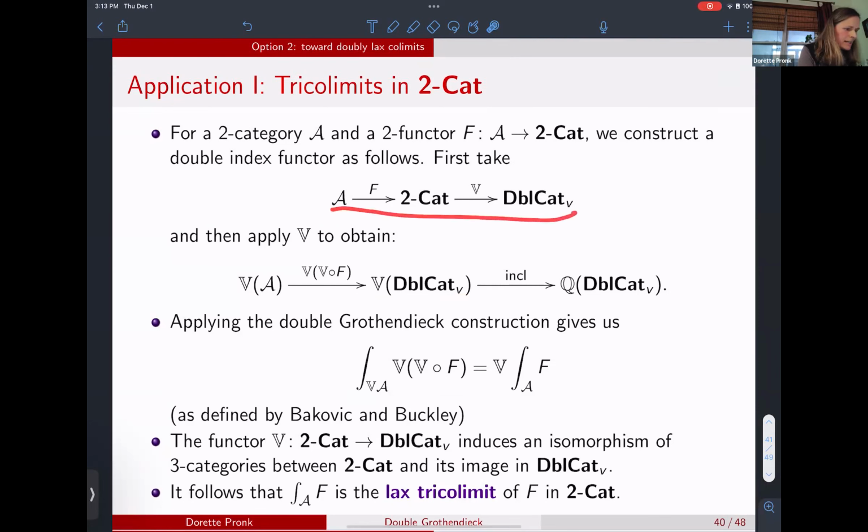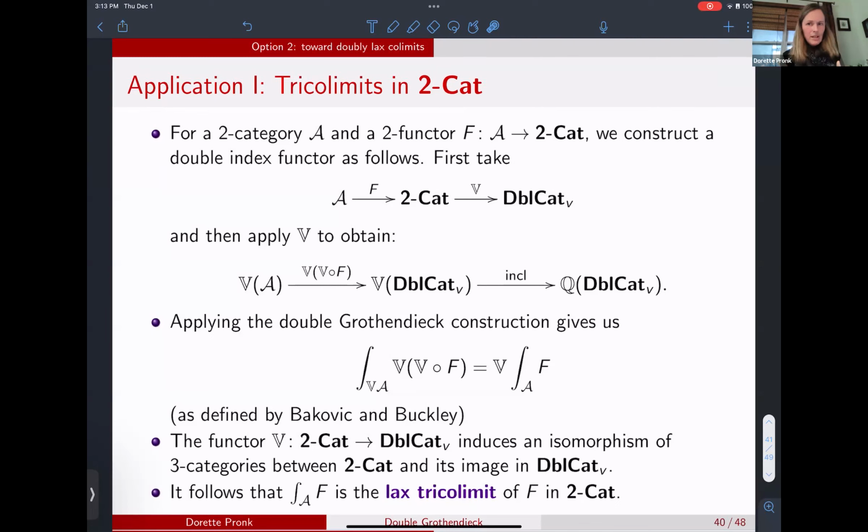So we have this here, we apply V to it, we get that, and then we take the inclusion. If you apply here our double Grothendieck construction, we get the V of the Grothendieck construction as given by Buckley and earlier by Bakovic.